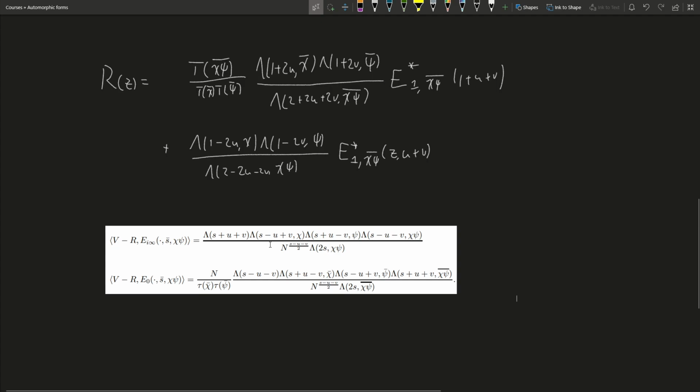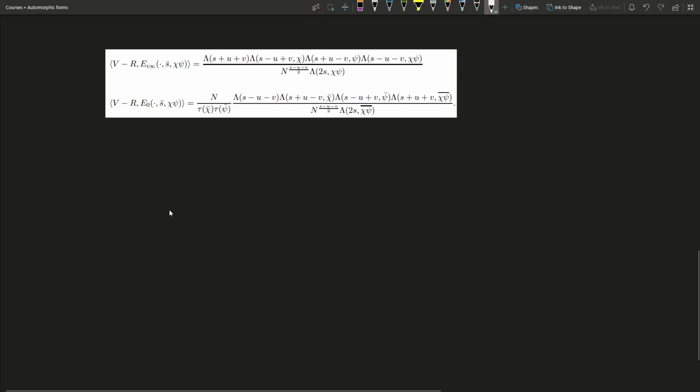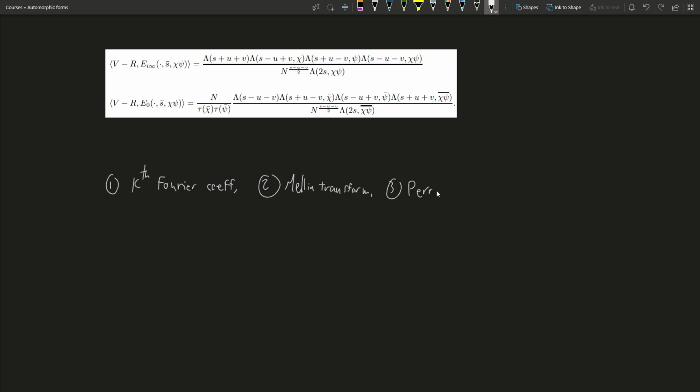So then when you put this together with the K-Fourier coefficient, so what we're really looking for, because remember our three steps, right, one, K-Fourier coefficient, two, Mellin transform, and three, Perron's formula, we can combine 1 and 2, and we can look at this integral.